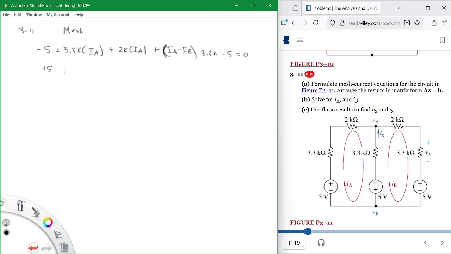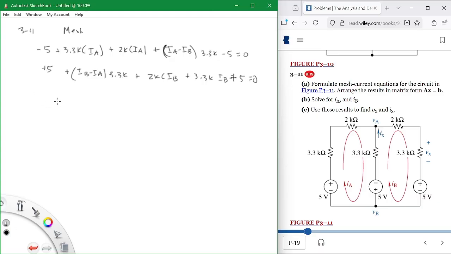Over here, I start lower left-hand corner, I write what? Plus 5 plus IB minus IA times 3.3K. That's that one right there. Plus 2K times IB plus 3.3K times IB plus 5 equals 0. Find IA and IB. It's sorting and sifting is all it is.